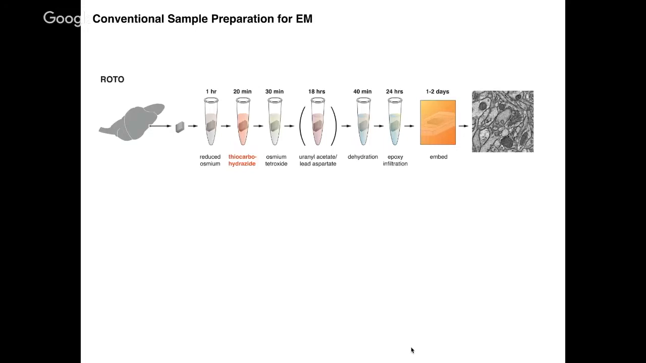Now, why use reduced osmium? There's good reason for this. It's because it gives you very strong membrane contrast, which is essential if your interest is in reconstructing circuits, which is what these studies were interested in.